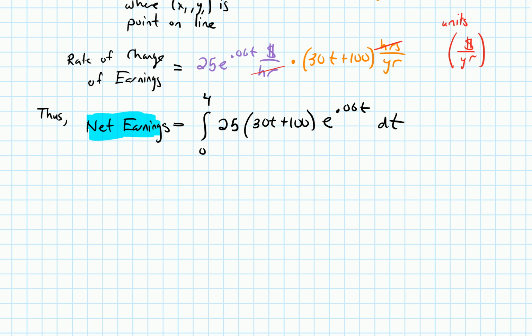Okay, so I'm going to do a simplification and then let you all try this. 25 is a constant, so I can pull that to the front. But I noticed that within the parentheses, with a 30 and the 100, we can factor out a 10, and that's nice. So let's pull that 10 to the front of the integral. And that'll leave us with the integral from 0 to 4 of 3t plus 10 times e to the 0.06t dt.